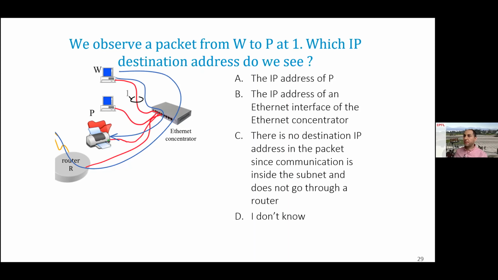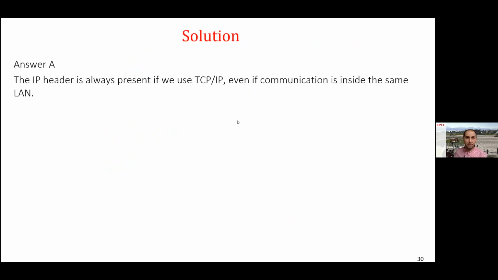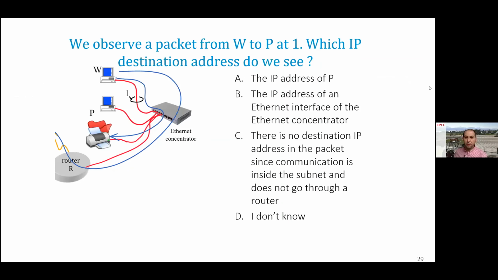So the majority says A. Let us see. So that's the correct answer. The majority is right. Actually, let us look at the other options. The IP address of P, actually, it is correct because every packet should have the IP address of the destination. Because here we are using the TCP-IP stack, and to communicate, we have to go through the whole stack, through the whole layers.